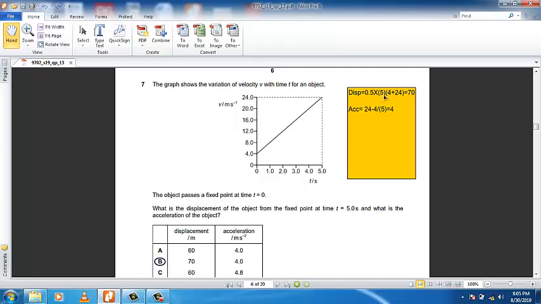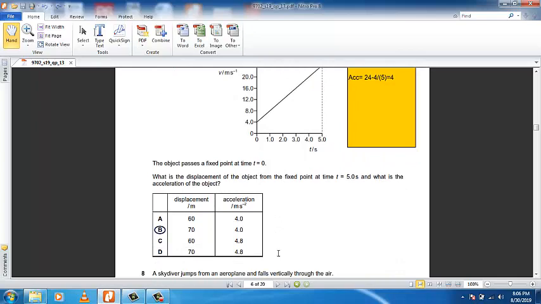It's half into 5, which is its height, and the sum of parallel sides. That's 4 plus 24, it's 70. And the acceleration is the gradient of the velocity time graph. So just calculate it. 24 minus 4 is the change in y, and 5 minus 0 is the change in x. So it's 24 minus 4 over 5 minus 0, it's 4. So it's B, displacement 70 and acceleration is 4.